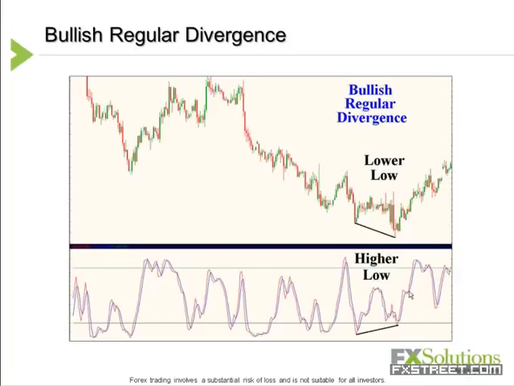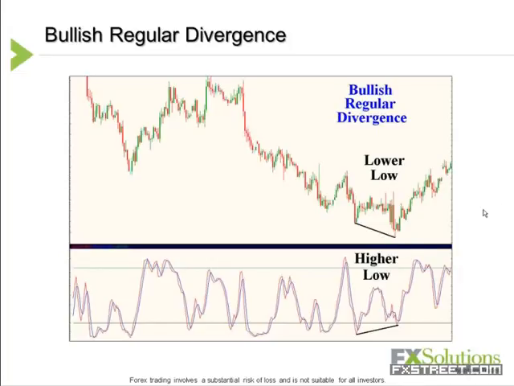Okay, so once again, lower low in price, higher low in the oscillator is a potential loss of downside momentum and a potential turn to the upside. So that's called bullish regular divergence. Okay, turn to the upside is a reversal to the upside, and that's possibly a change in the sentiment in the market, a change in the direction in the market, and a potential reversal.